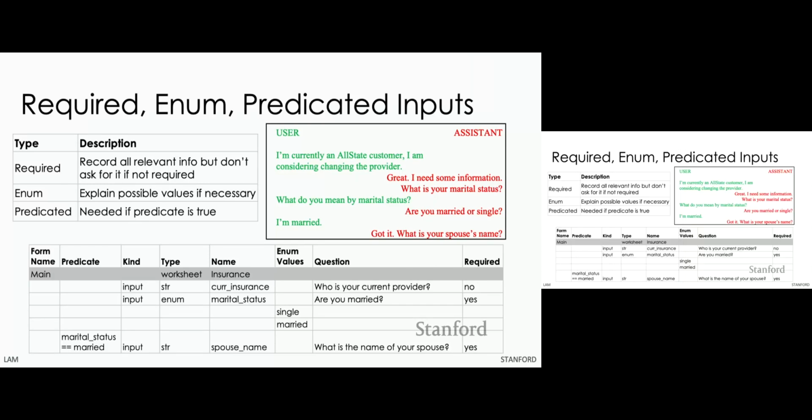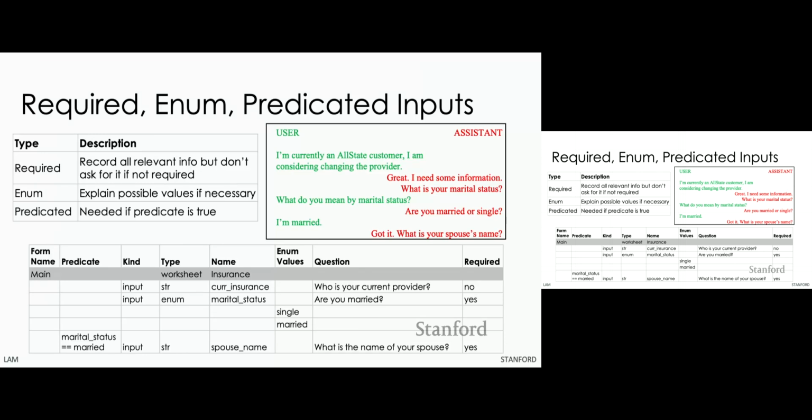So look at the conversation on the right. It says, I'm currently an Allstate customer. I'm considering changing the provider. I'm talking to an insurance agent. Now, the fact that I'm an Allstate customer, that's useful because I need to know who the competitor is. But if you just call me and say, I want insurance, I'm not going to ask you who your current provider is. That's awkward. But if you offer it, I'm going to remember it. That's why the parameters can be required and not required. Anything that you think is useful that the user may say, you capture it, but you may not want to ask them if they don't.